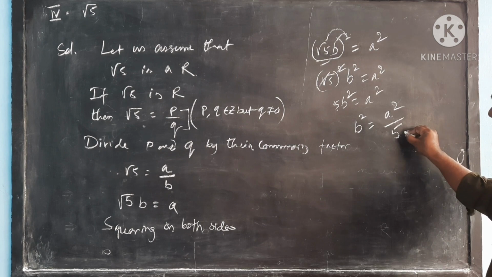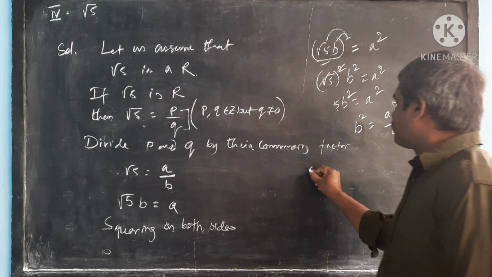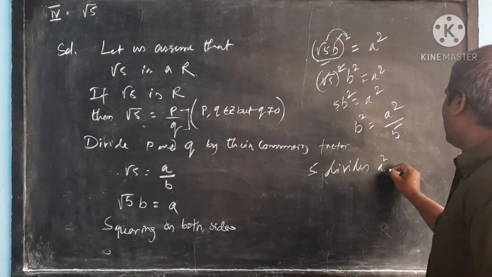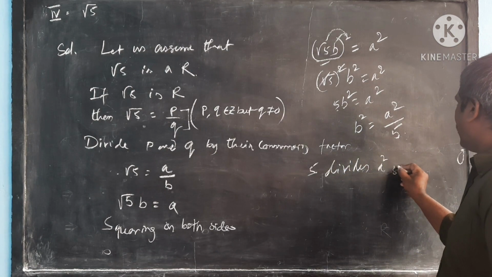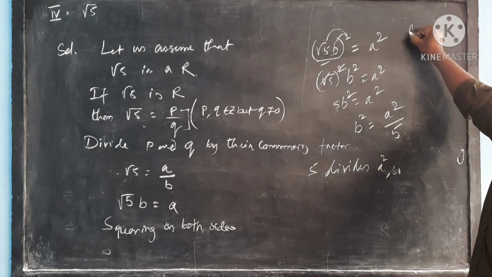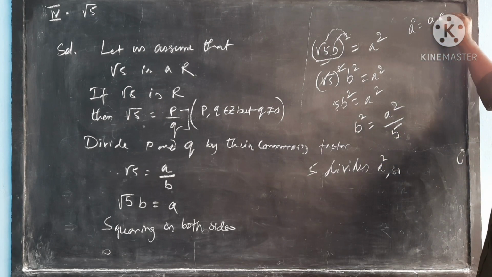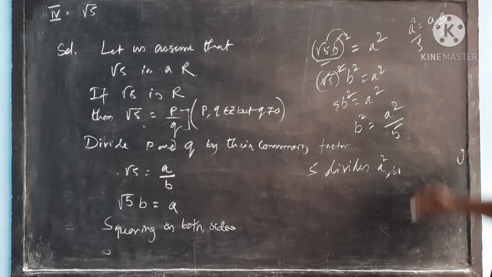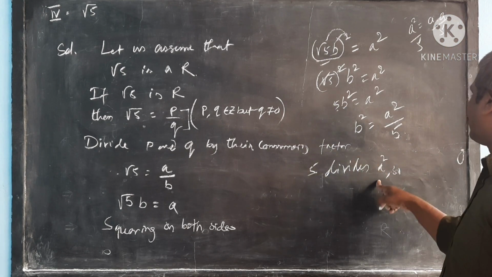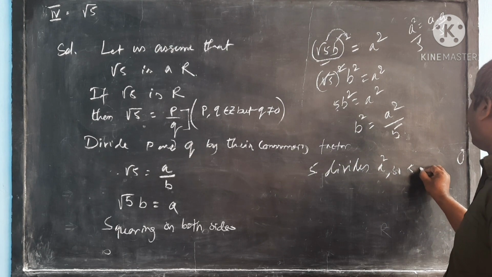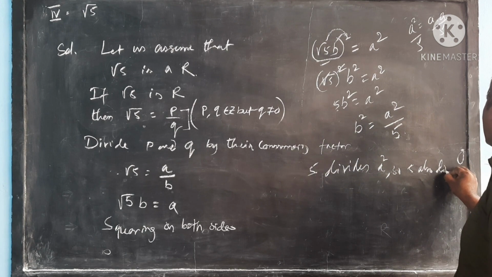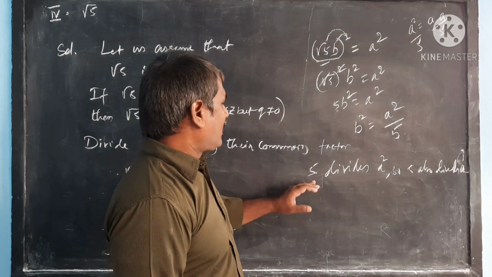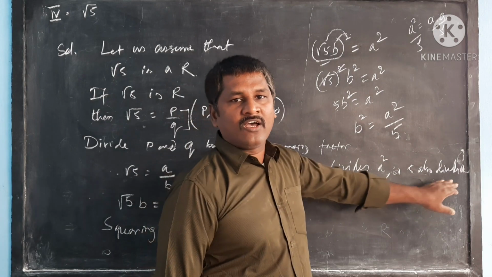Now here 5 divides a square. If 5 divides a square, what does it mean? A square is a into a. So 5 divides a square means 5 also divides a. Then you can write that if 5 divides a square, then 5 also divides a.